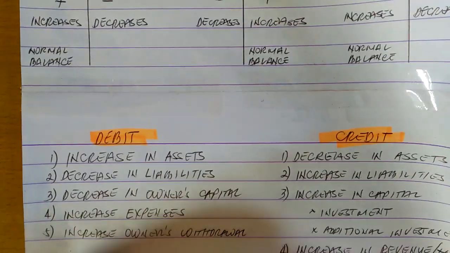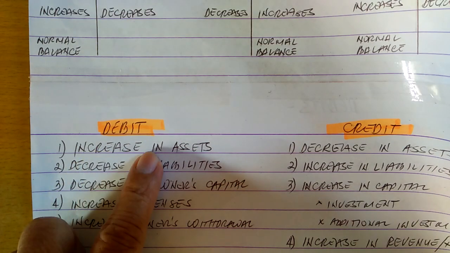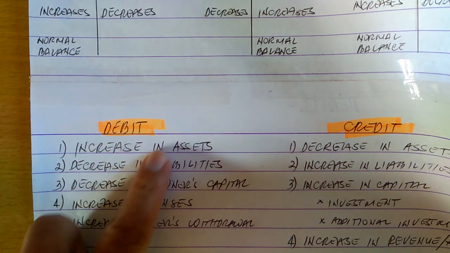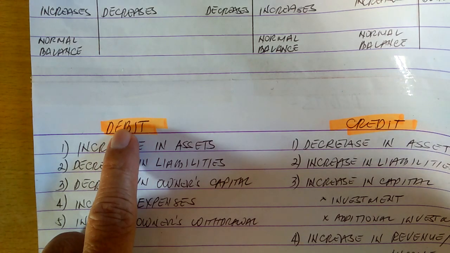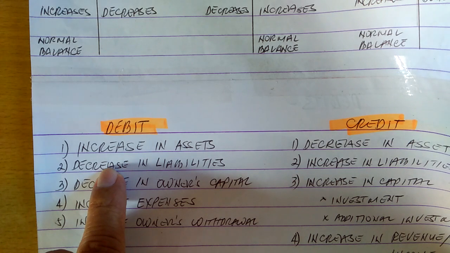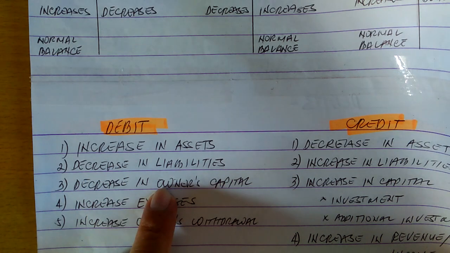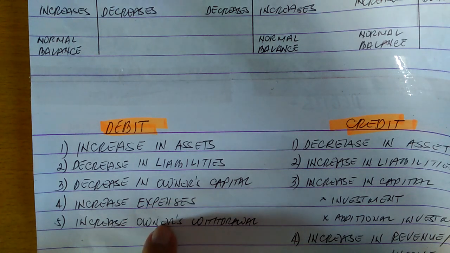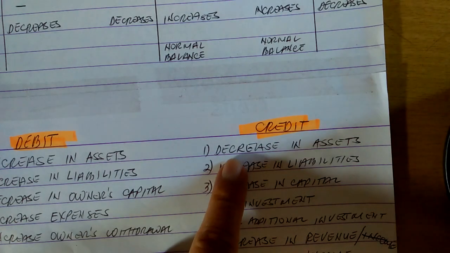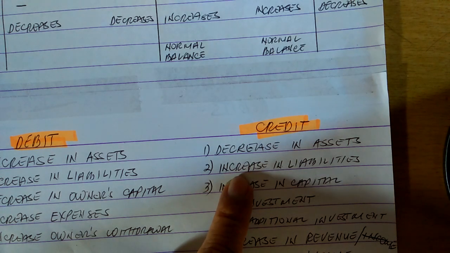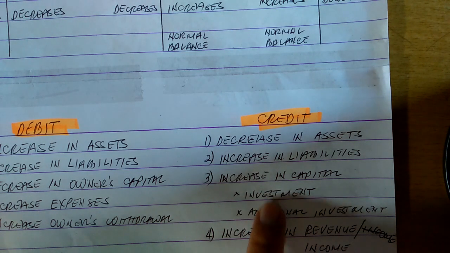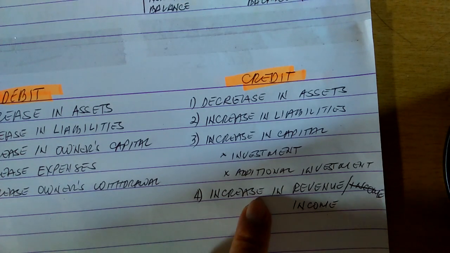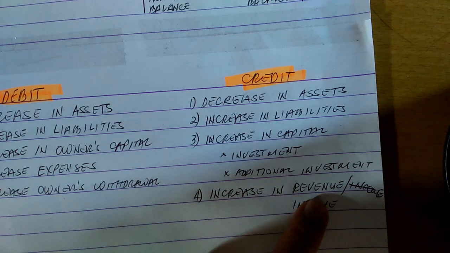Okay. Again, debit: increase in assets, decrease in liabilities, decrease in owner's equity, increase in expenses, increase in owner's withdrawals. Credit side: decrease in assets, increase in liabilities, increase in capital from investment or additional investment, increase in revenues and income.